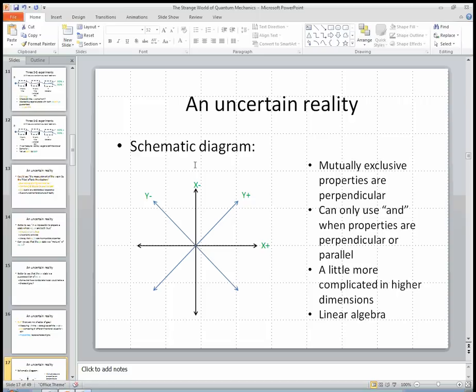And it turns out that a fundamental way to talk about the uncertainty principle is this. When you look at properties like x plus and y plus, the thing about this diagram that tells you you can't really make sense of the statement that the electron was simultaneously in the x plus state and the y plus state is that they're not either perpendicular or parallel. It's not just that the statement it was x plus and y plus simultaneously is false, it's that you can't even make sense of it.